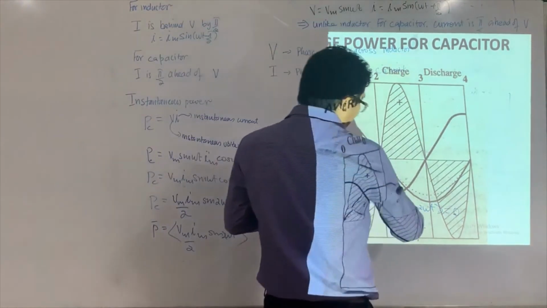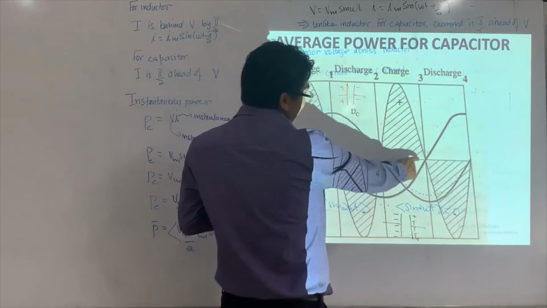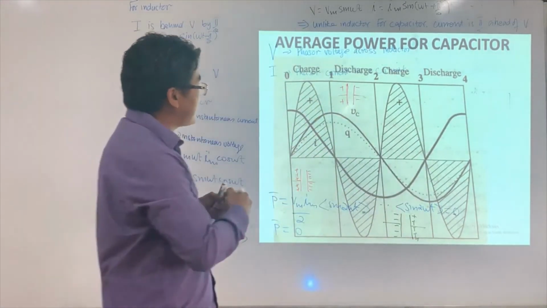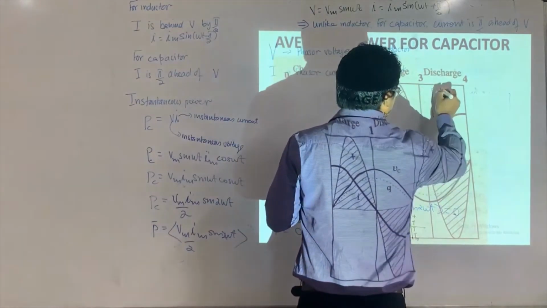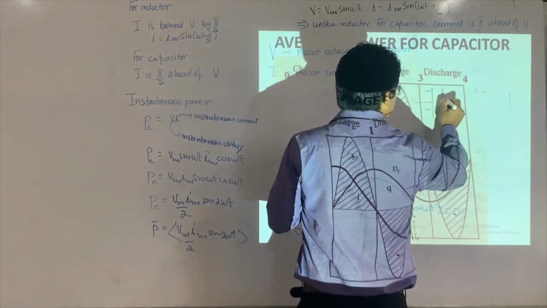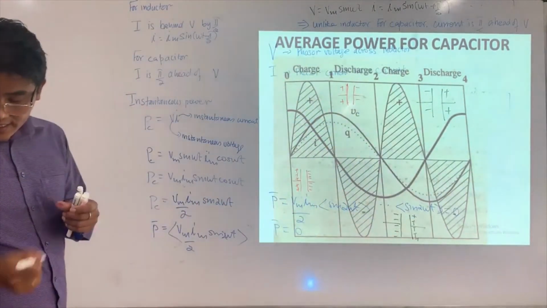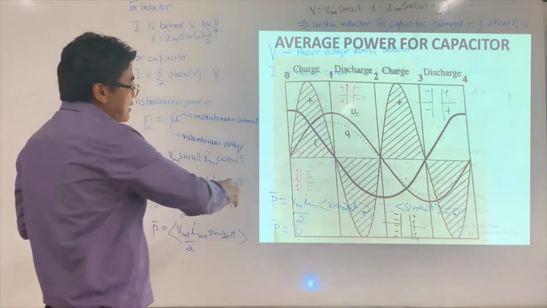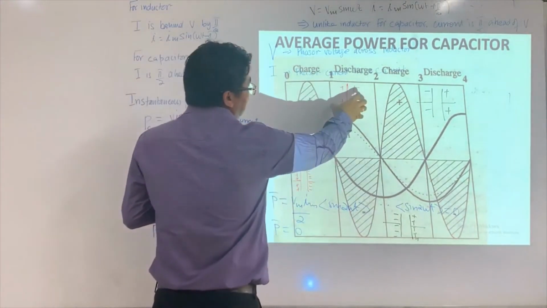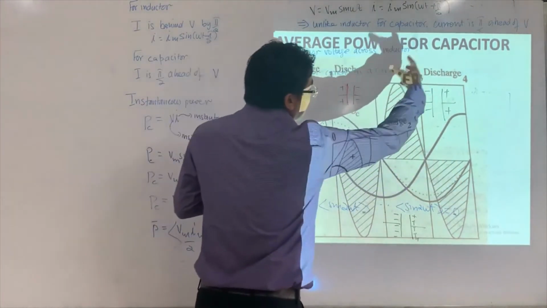Now finally again, once it reaches, current starts going in the opposite direction. When the current starts going in the opposite direction, the capacitor starts discharging. So in a cycle, what we get is: in this quarter cycle, energy is gained from the source, and in this one, energy is returned to the source. Again, energy gained from the source, energy returned to the source.